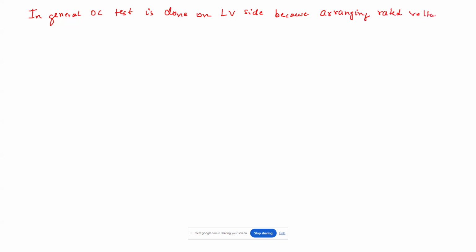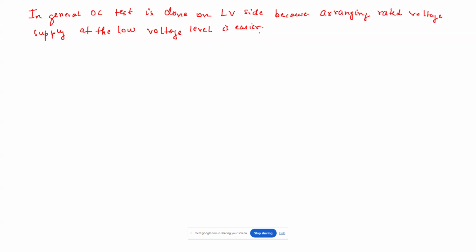In general, the OC test is done on the LV side because arranging a rated voltage supply at the low voltage level is easier. So that is one of the reasons.